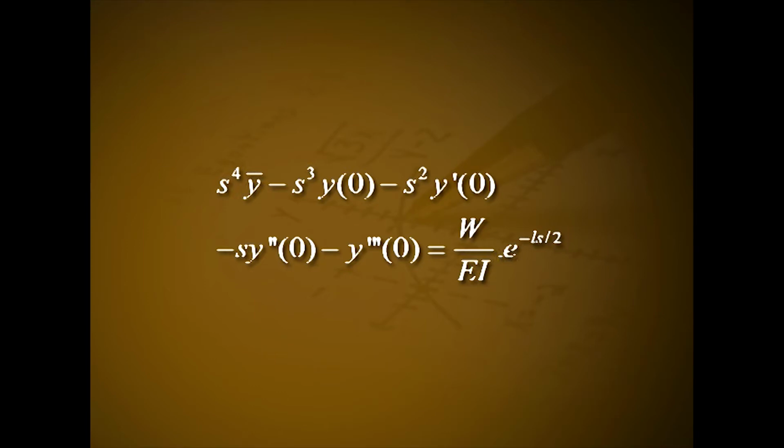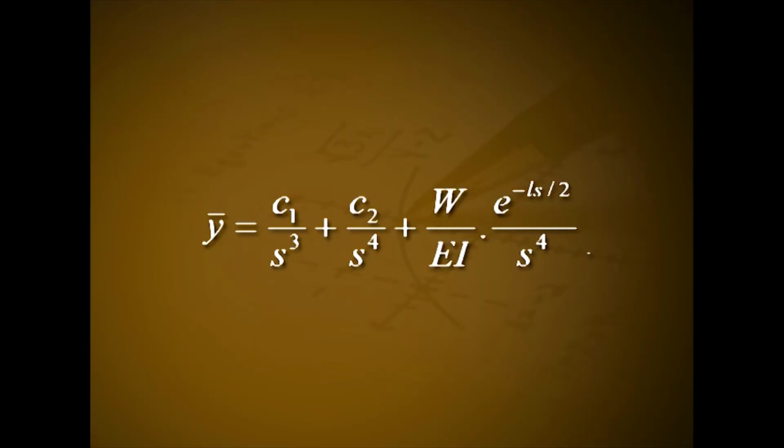Taking Laplace transform on both sides, we get s raised to 4 into y bar minus s cube into y of 0 minus s square into y dash of 0 minus s into y double dash of 0 minus y triple dash of 0 is equal to W by EI into e raised to minus Ls by 2. Using the given conditions and taking y double dash of 0 equal to c1 and y triple dash of 0 equal to c2, we obtain s raised to 4 into y bar minus c1 into s minus c2 is equal to W divided by EI into e raised to minus Ls by 2, which implies y bar is equal to c1 by s cube plus c2 by s raised to 4 plus W by EI into e raised to minus Ls by 2 divided by s raised to 4.